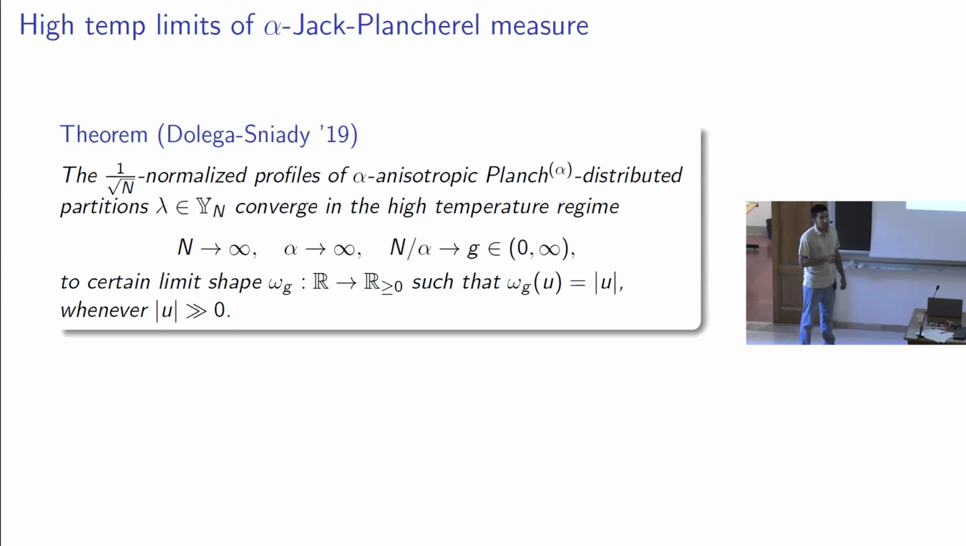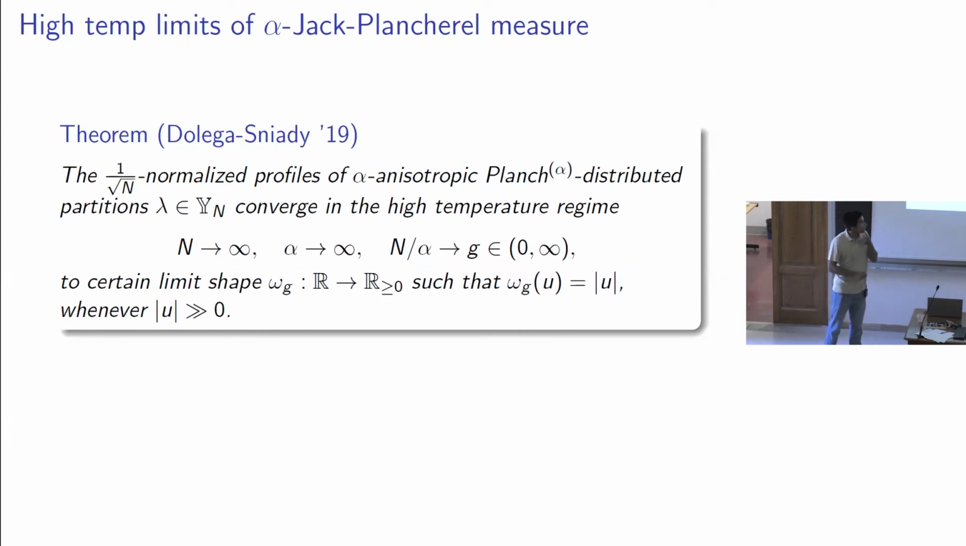Then there exists a limit shape. That means that if you draw the partitions, they will approximate a certain function which depends only on g, which I'm calling omega g. And in particular, because it's the limit shape of some partitions, when u is large, it will just be the absolute value of u.